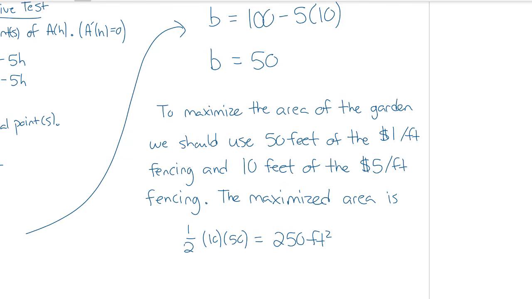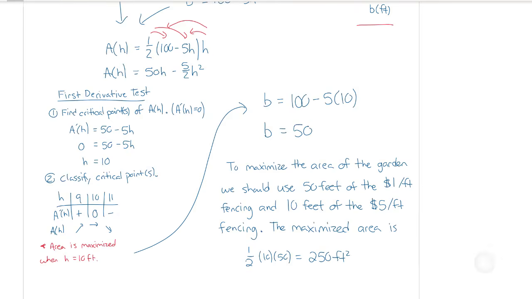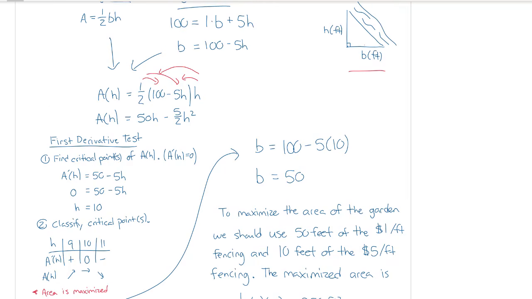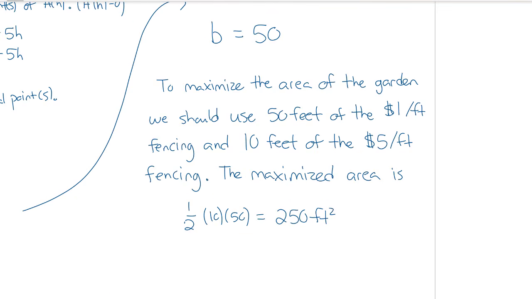Alright, so we need to provide 2 details. So one is the amount of fencing. So we already found that we need 50 feet and 10 feet for our base and height respectively. One thing that you want to pay careful attention to is which side length is associated with which price. So if you come back up to our constraint equation, we associated the length of B with the $1 per foot and the length of H with the $5 per foot. So you do have to pay attention to that when you give your final answer, otherwise you may flip things accidentally. So that's what we have there.